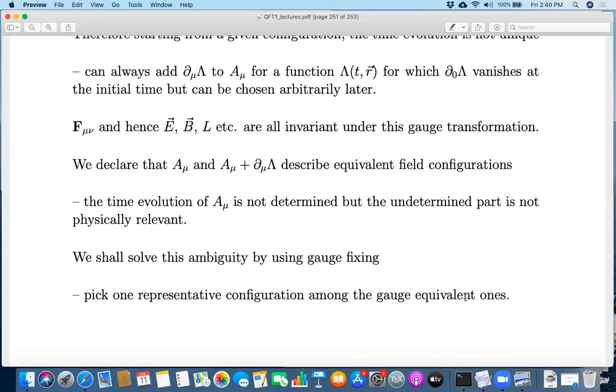We are saying that there are many configurations which are all gauge equivalent because they differ by del_mu lambda. But now we say that that may be so, but let's just pick one of them and work with that. Since we know that everything is independent of the choice of gauge anyway, it doesn't matter if we pick any one of them, and we choose one at our convenience.